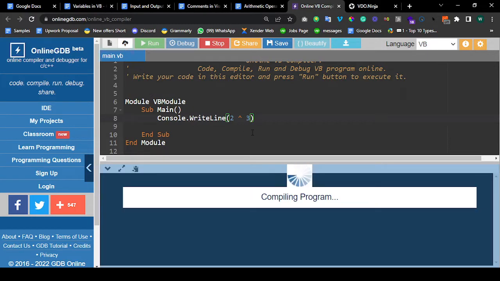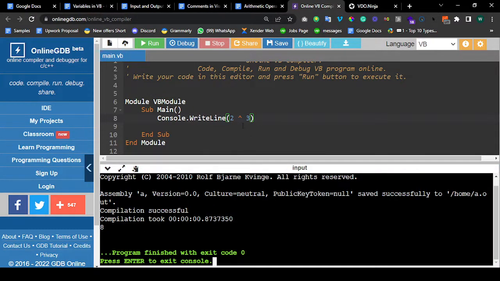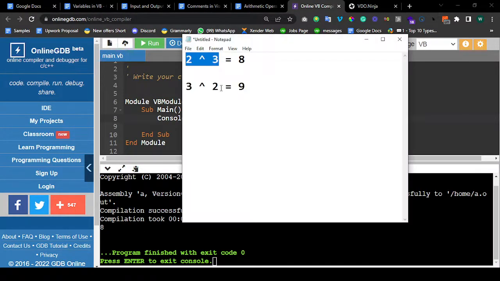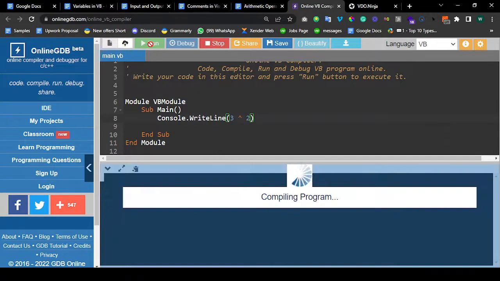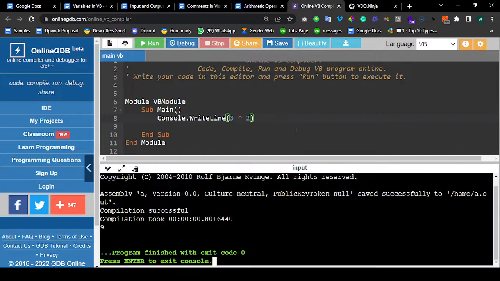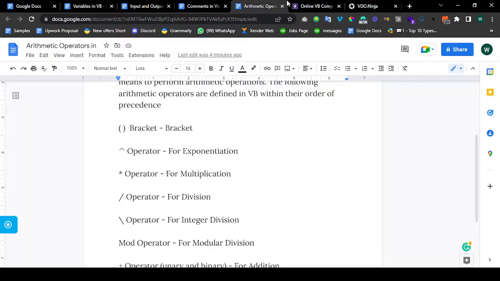So run this code, you see 8, but if I have 3 caret 2, this is just basic indices, you see, I have 9. So that is what the caret is used for.